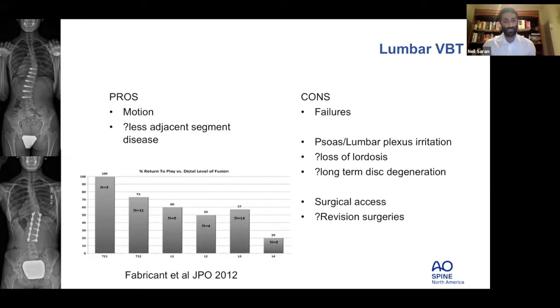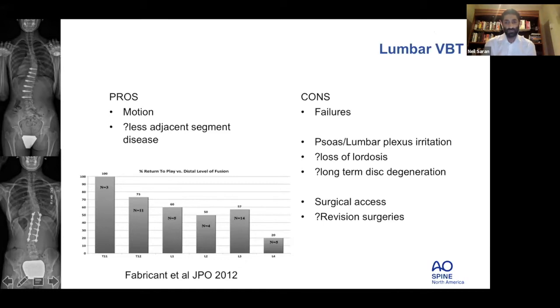The further down you get, you see that trend with the L4 really dropping off, which makes sense. I think we all see that. And then you look at the con side of this. Again, this is a big unknown. All of the failures that happen with thoracic tethers are still a possibility, and Dr. Willette's going to touch on these, and we'll also get into them during the case discussion. There's some of the approach-related things like psoas and lumbar plexus irritation that occurs with the approach and the implants.